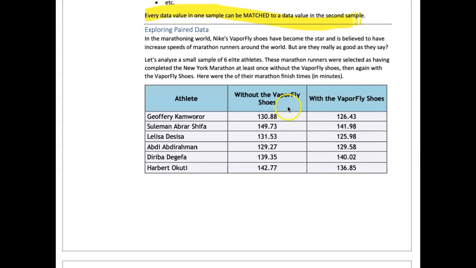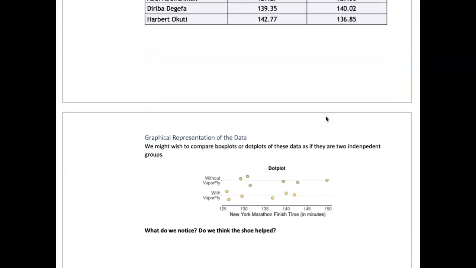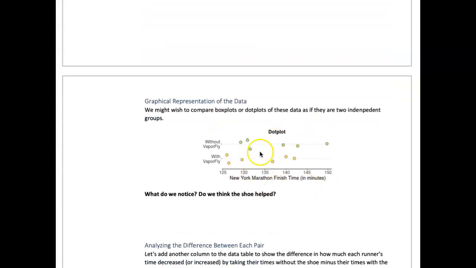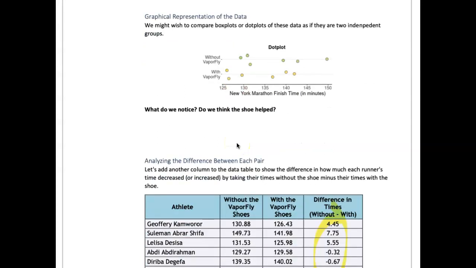An example of this is athletes wearing certain types of shoes and then running and checking their times. It's the same person, so these times are connected. They're matched or paired up. And then we're going to be looking at the differences between those values. So here's a dot plot where we compare with and without, and you can see the times. It looks like the yellow ones are faster than the green ones, and that's what I would notice. Did the shoe help? That's what we would have to measure.